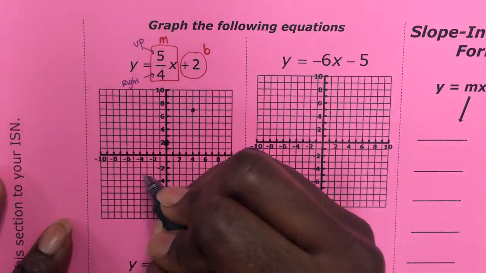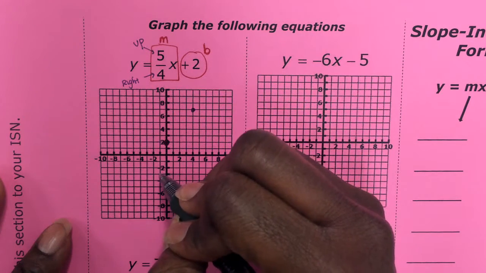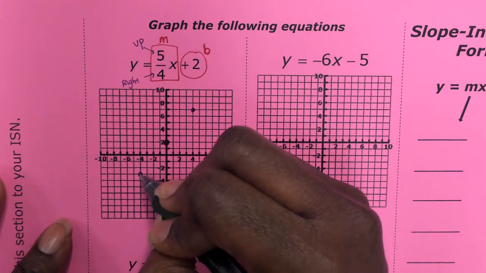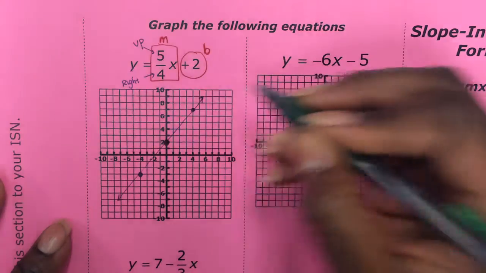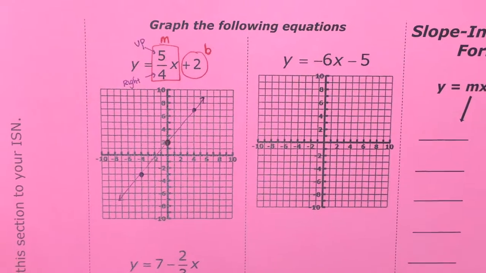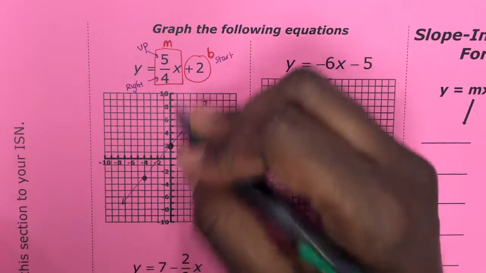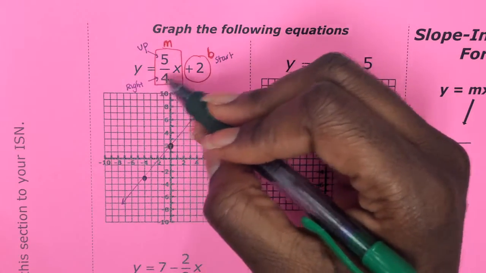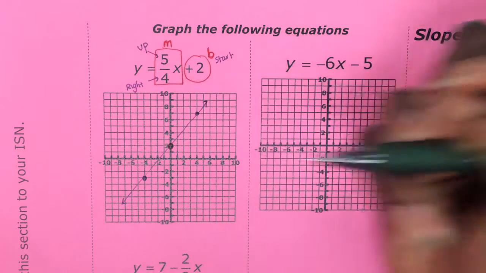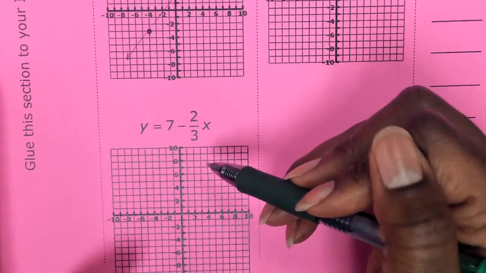If you do want to know where the point back here is, then you would have to go down 2, 3, 4, 5, then to the left 2, 3, 4. There's my other point right there. Then I would connect them as straight as I can. So remember, b is where you start on the y-axis, and your slope tells you how to move. Up 5, to the right 4. Always to the right.